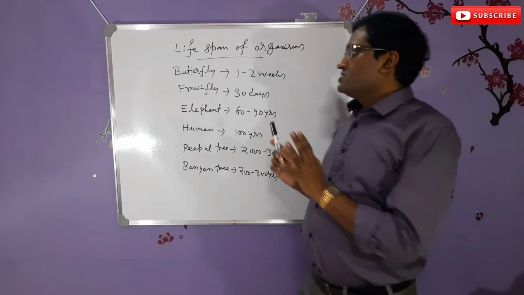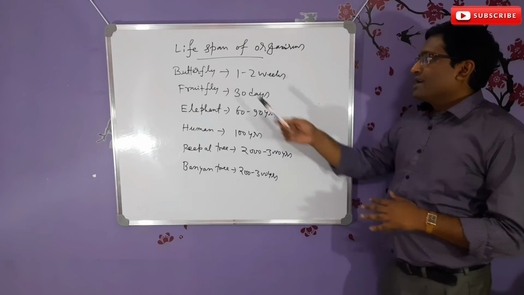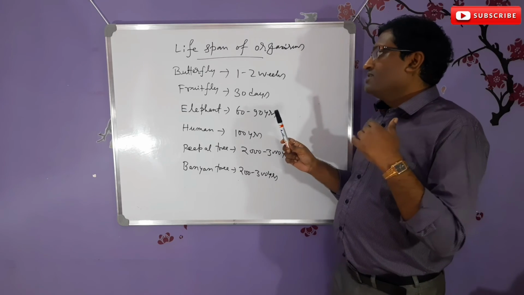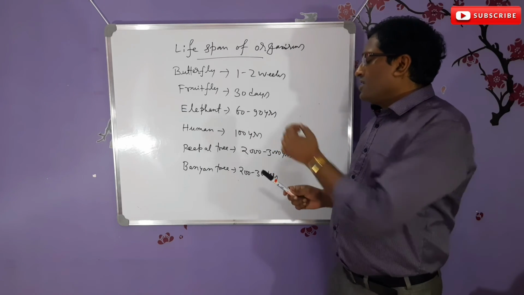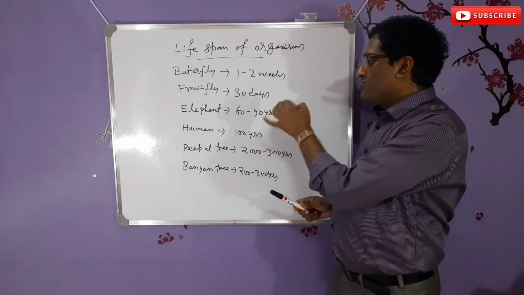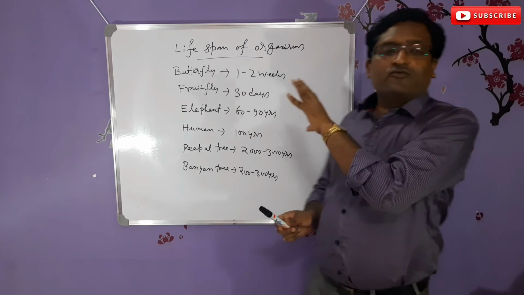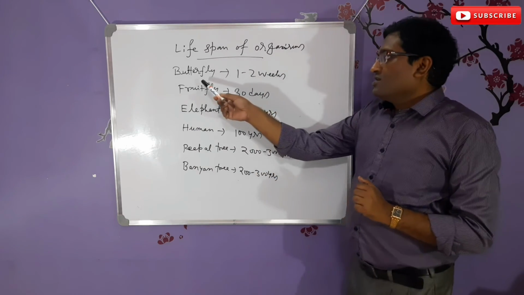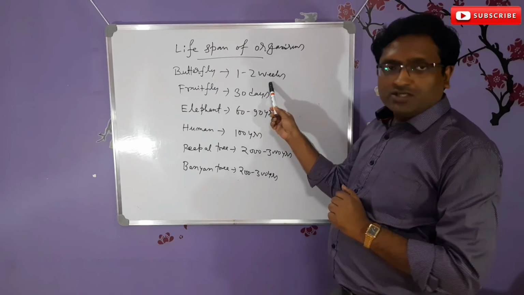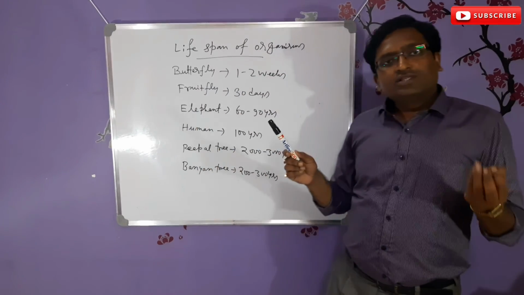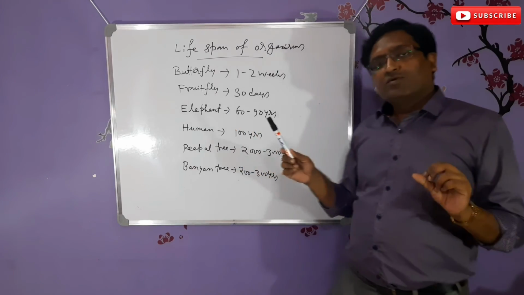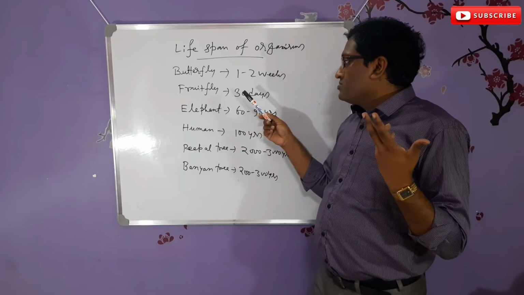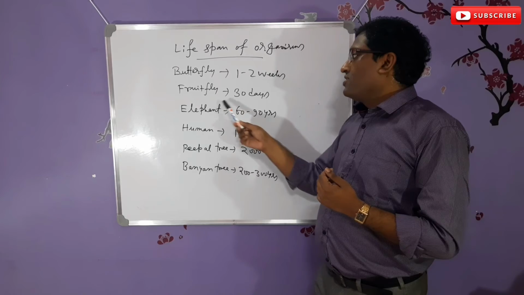So students, now see the first topic of this chapter, lifespan of organisms, where you should read the lifespan of the different animals and also the plants. Here I put some important animals and important plants which are very important for the ISC. Let's see the butterfly. The lifespan of butterfly is 1 to 2 weeks. So the question may come in ISC, what is the lifespan of butterfly? In an MCQ there may be 4 choices, and the answer will be 1 to 2 weeks. Like that, the lifespan of fruit fly is 30 days.